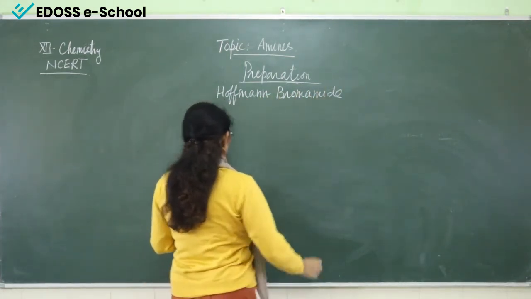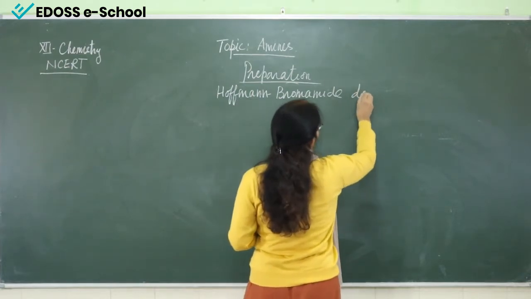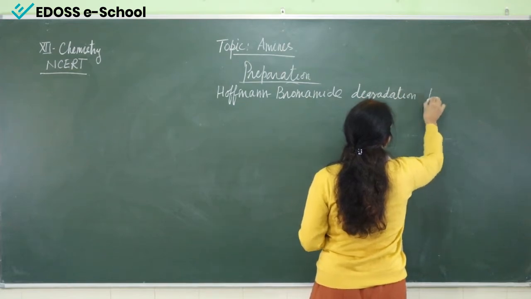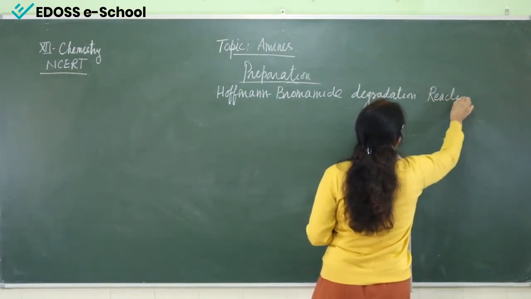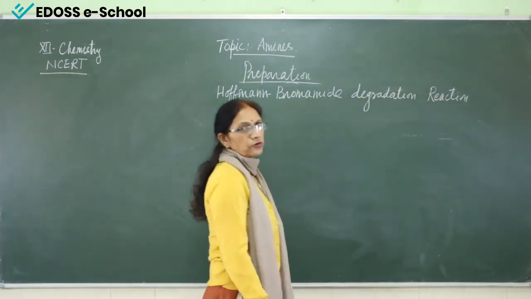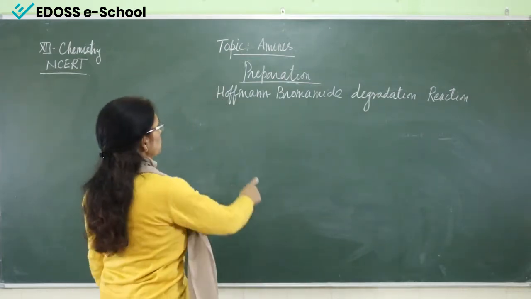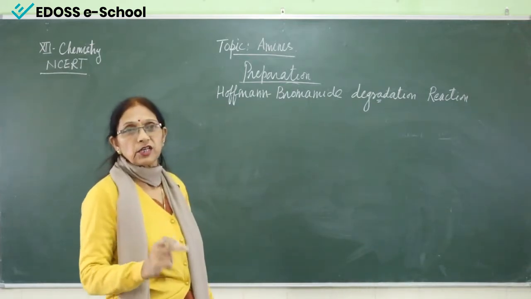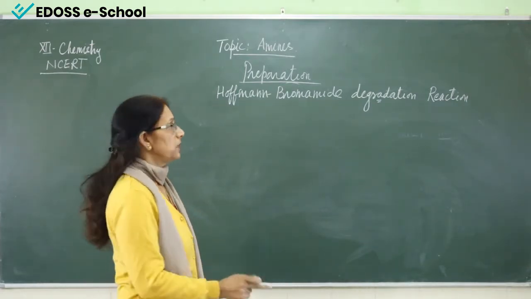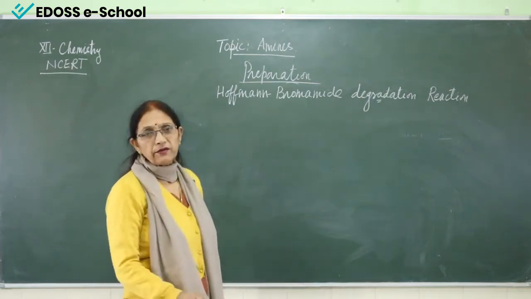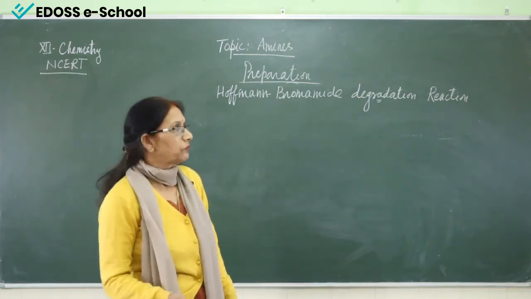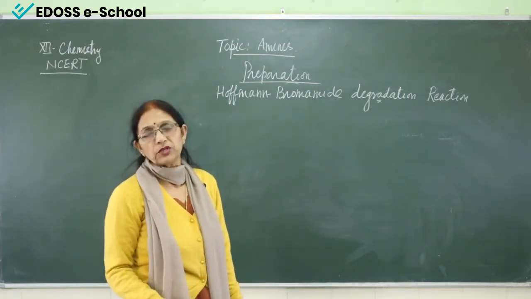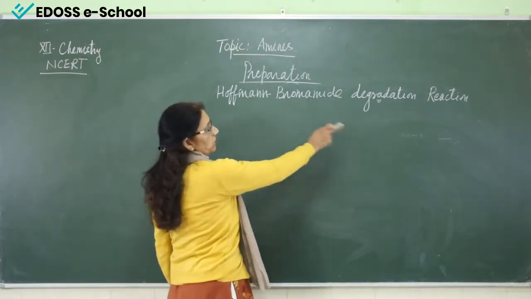Hoffman bromamide degradation reaction. This is also important because it is a name reaction. In this reaction, as the word degradation implies, the series is descended. That means if the reactants have 5 carbon atoms, then the product will have 4. One carbon will be less in the product.